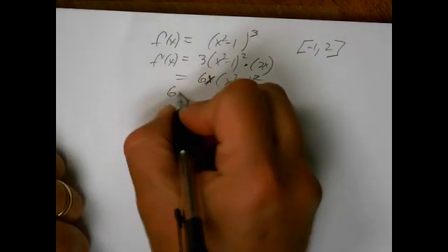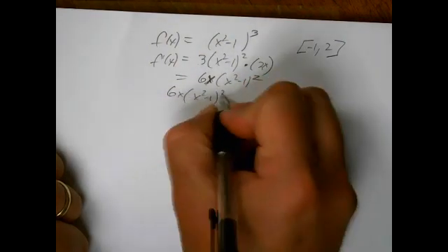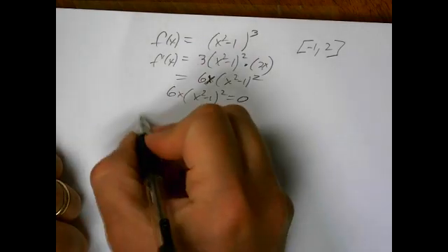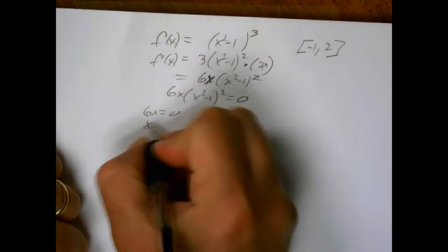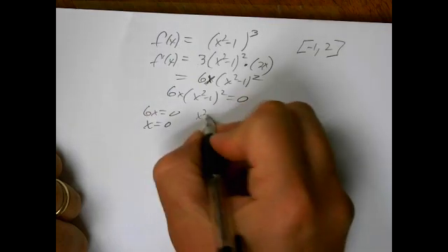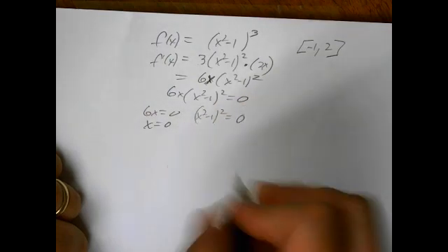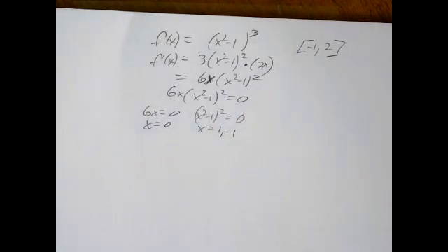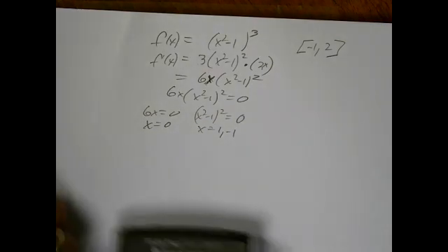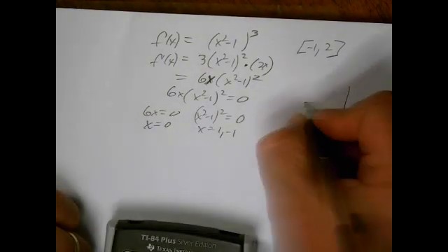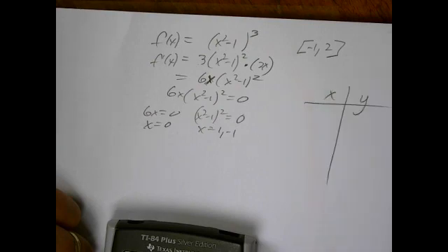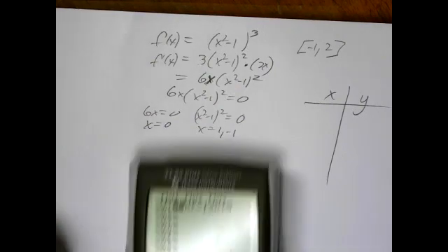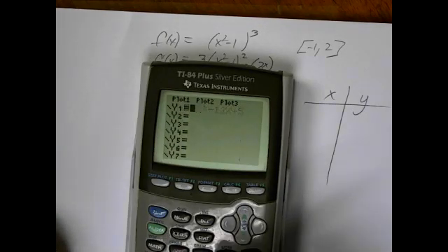Setting the derivative equal to 0, lucky for me, it's already pretty well factored. When I set 6x equals 0, I get x equals 0. When I set x squared minus 1, squared, equals 0, I get x equal 1 and negative 1. All right? So those are my three critical values. And can a critical value turn out to have been one of your endpoints? Certainly, it just did.